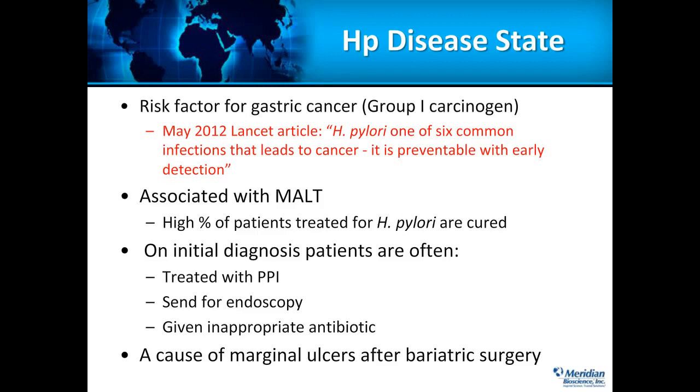Aside from gastric adenocarcinoma, H. pylori is also associated with MALT lymphoma. Low-grade MALT lymphomas can be cured by eradication of H. pylori. And finally, bariatric surgery is being done more and more often these days. One of the common reasons why patients who have undergone bariatric surgery get rehospitalized is because of marginal ulcers. Now, H. pylori has a role in the genesis of marginal ulcers also.